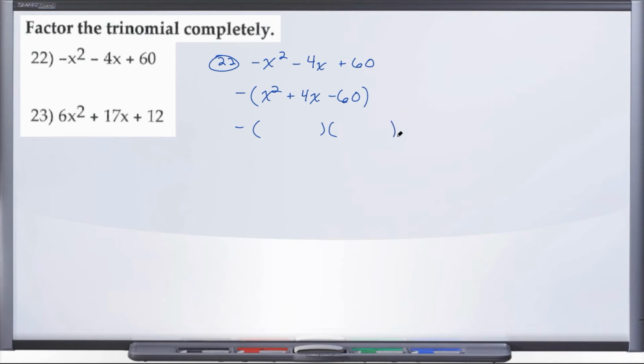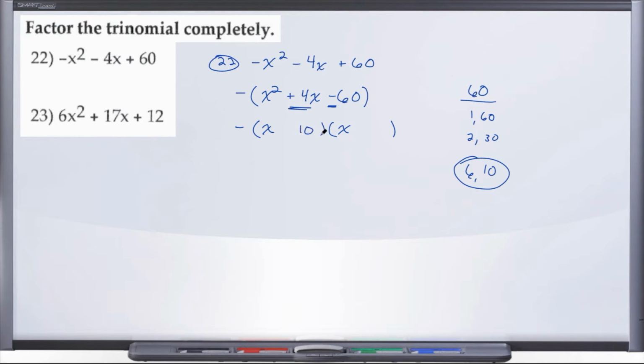So we'll go ahead and split this trinomial into two binomials, so two empty sets of parentheses. We're working with an x, so let's go ahead and fill in our x at the beginning of our sets of parentheses. And now we're looking for factors of 60 that subtract to give us a positive 4. Well, you could list all of the factors of 60, so 1 and 60, 2 and 30, so on and so forth. But eventually you'll get to 6 and 10, and those are the factors we're going to work with.